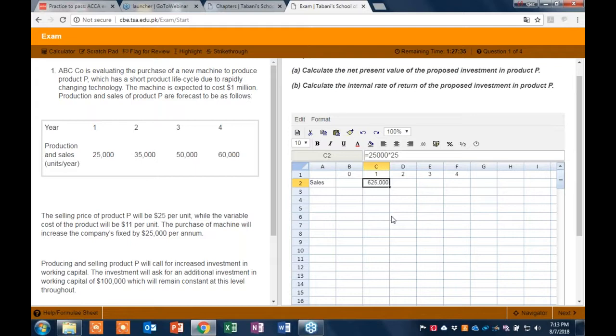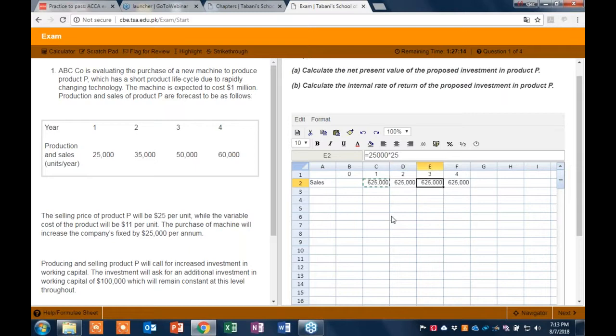So the sales figure or any other operating cash flows will always start from year one. So 625,000 for year one. And I will just copy this figure by using Control C to copy it and then Control V to paste.